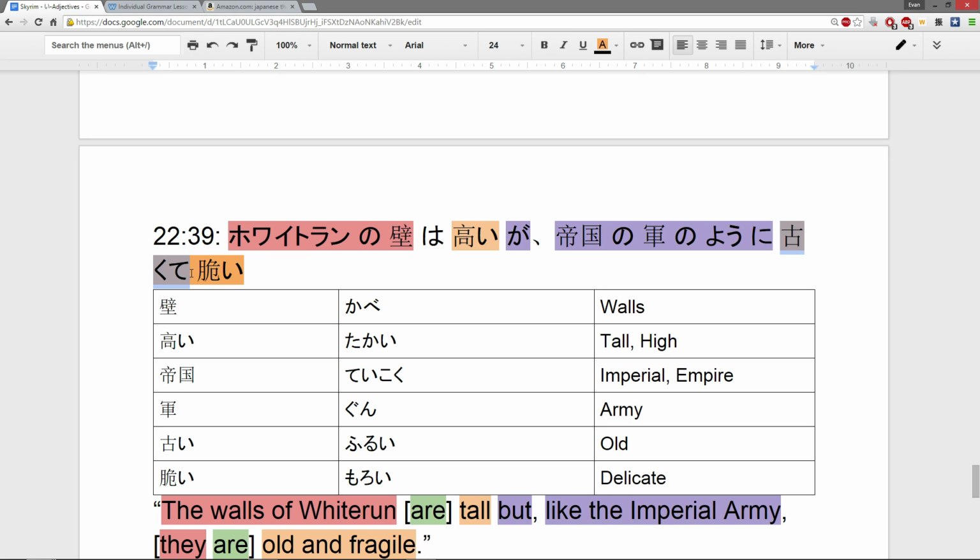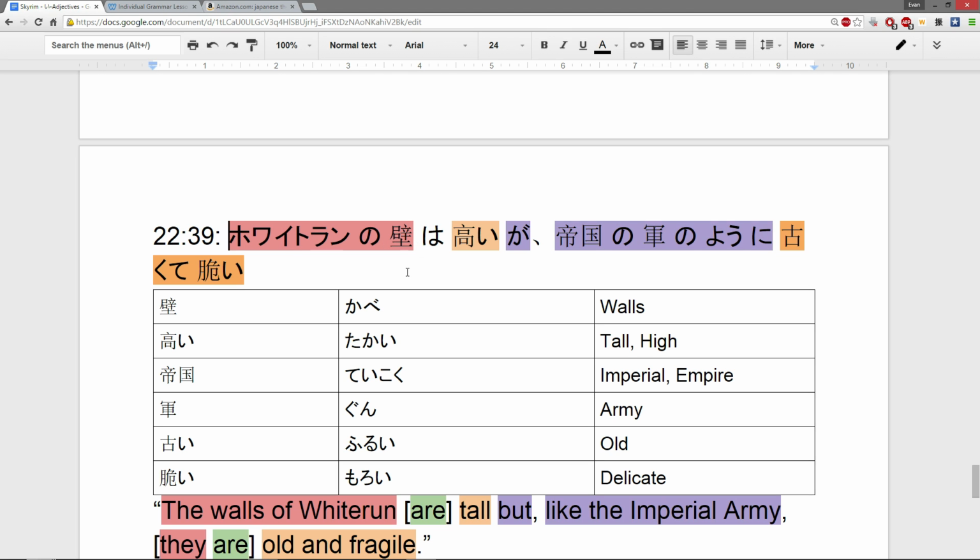Furukute, we use this kute form when we combine two e-adjectives, or when we combine more than one adjective to modify the same noun. Teikoku no yoni, furukute moroi. What is furui and moroi describing? It's actually describing the walls of Whiterun, because remember it says, in a fashion similarly to Teikoku no gun, what we're talking about is Whiterun's walls.